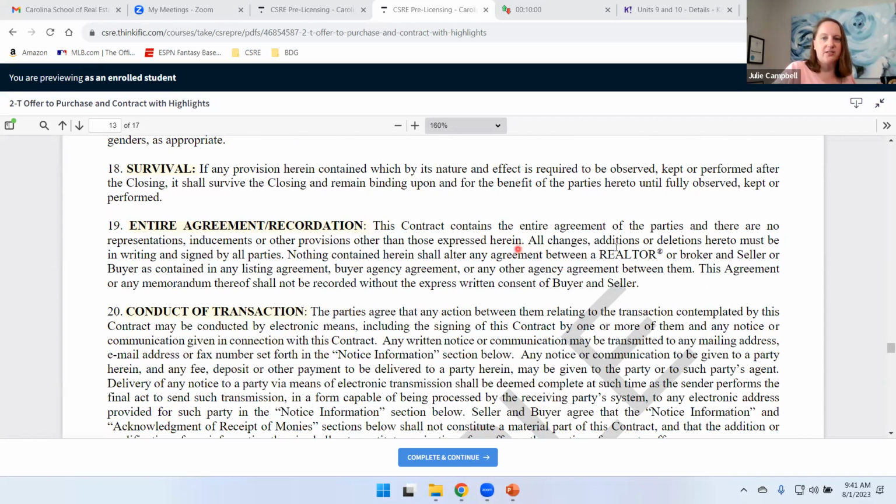Entire agreement, this is just telling us that the whole agreement counts. We're not going to piecemeal it. We're not going to say, well, page 1 is good, but page 2 isn't. This is seen as one entire agreement.